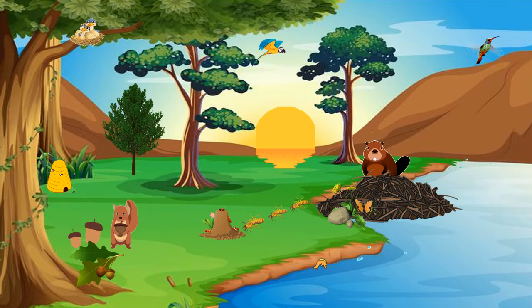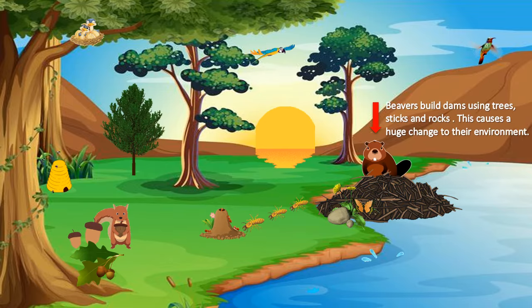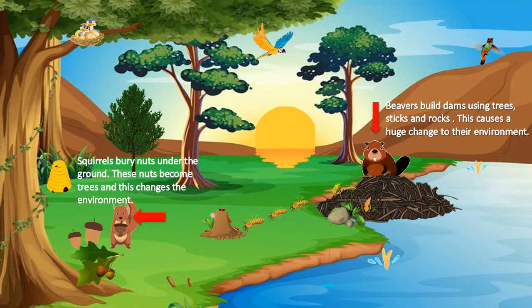First, let's begin with this brown animal, which is called a beaver. Beavers build dams using trees, sticks, and rocks, and this causes a huge change to their environment. What about squirrels? How do they change their environment? Squirrels bury nuts under the ground, and sometimes they forget where they buried these nuts. So these forgotten nuts become trees, and this changes the environment around them.